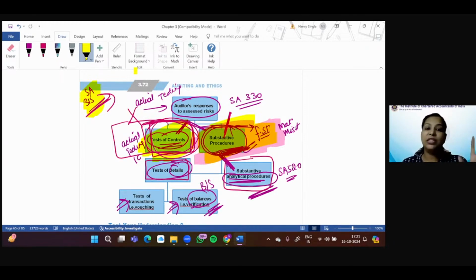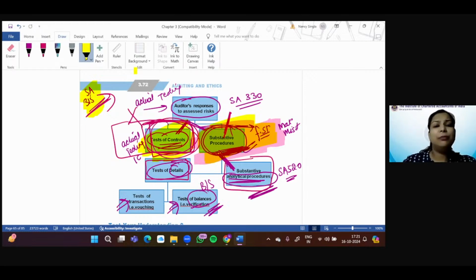So I hope this table or this flowchart is clear to you. Since the auditor is required to give his opinion on the financial statement, he will have to perform certain procedures in order to see whether there are potential misstatements in the financial statement. He may perform test of details or substantive analytical procedures or a combination of both. But he will have to perform the substantive procedures.